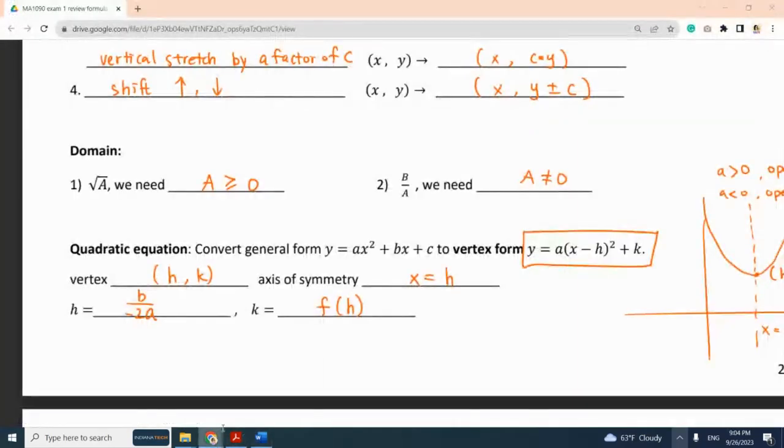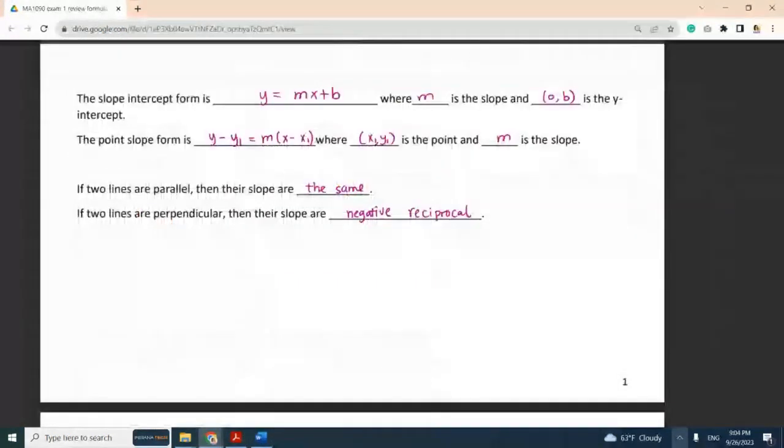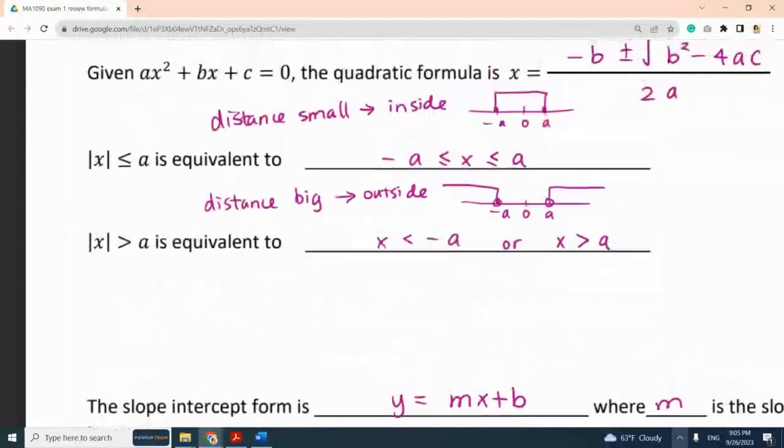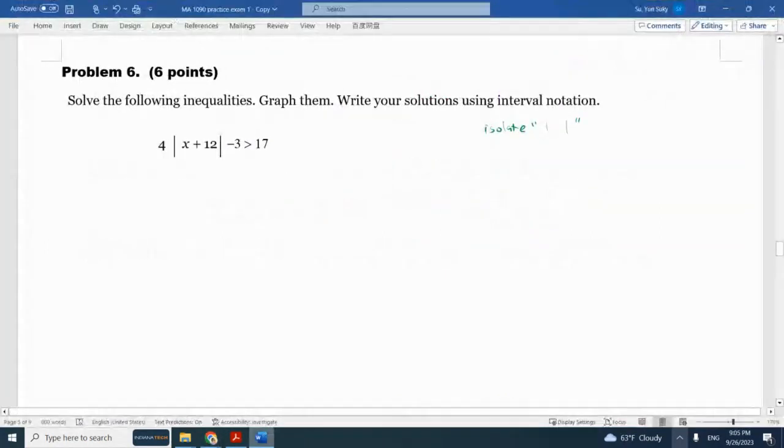So where am I here? Oh, here. Yes. This is how you break it. This is small, inside, between minus a and a. This is big, outside. So outside means either less than minus a or greater than a.